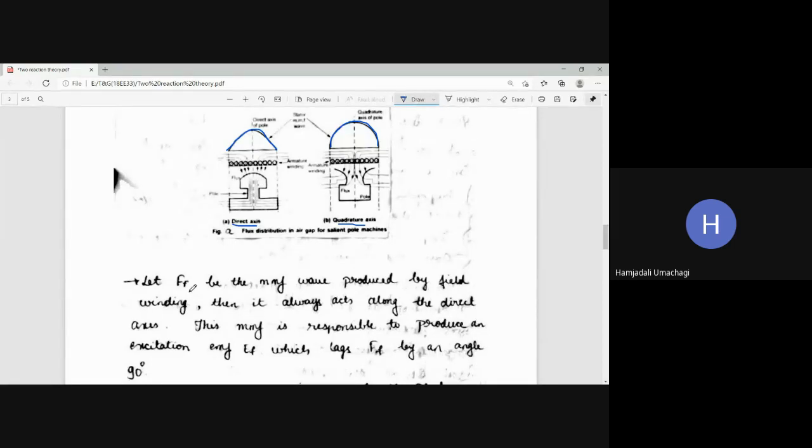Let FF be the MMF wave produced by the field winding. The field winding produces one MMF wave, denoted as F with suffix F. Then it always acts along the direct axis or pole axis. This MMF is responsible for producing an excitation EMF which lags FF by an angle of 90 degrees. So now this FF is nothing but the field.